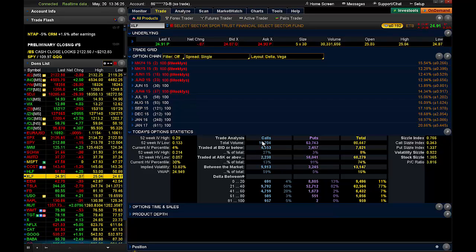Now, is that unusual? Well, if you take a look over to the right-hand side here, it's called the sizzle index. What that means is there's 1.3 times the normal activity in puts, but there's almost no activity in calls whatsoever. So any activity that really took place today inside of the XLF has been heavy put activity. And if you look at put call ratios, it's almost 4 times the number of puts traded than calls.